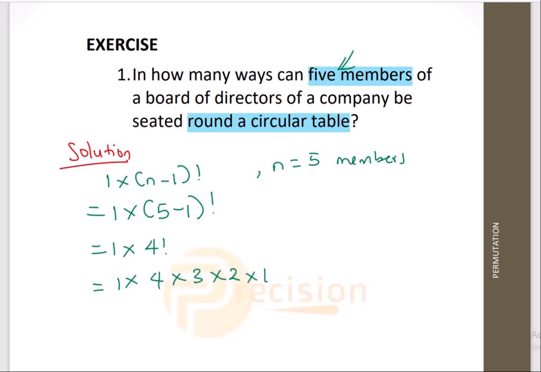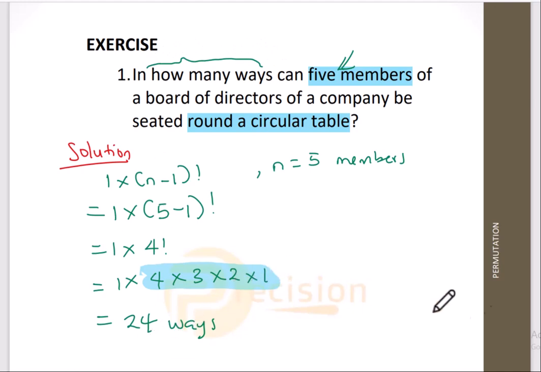Now if you went through the first lesson, you see why we keep going downwards, subtracting one from the previous one. If you don't understand this, please do well to check out the previous lesson so we don't have to repeat the concept over and over again. So from here, let's just multiply through. 1 multiplied by 4 is 4. 4 multiplied by 3 is 12. 12 multiplied by 2 is 24. And 24 multiplied by 1 is still 24. So they can be seated in 24 ways, because the question asked in how many ways can we do this.